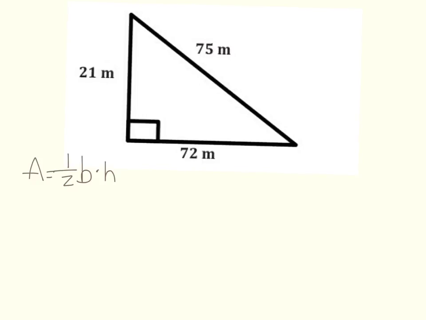So we know that the area formula for a triangle is 1/2 base times height. And they already gave us all the sides, so this will make it a little easier. So area equals 1/2 base times height. Now the base in this problem is 72. So we'll put 72 right there. Put that in parentheses. And we're going to multiply the base times the height, which is already given to us, and the height is 21.